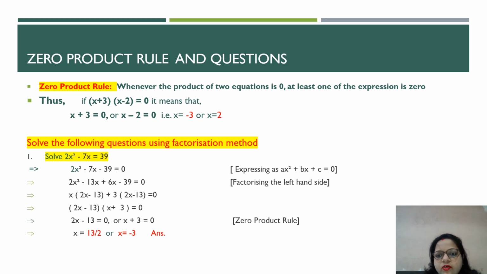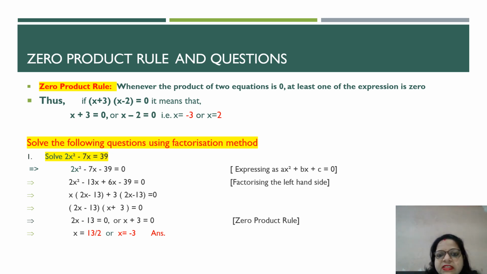Coming to the zero product rule, children, and some questions. The zero product rule: whenever the product of two expressions is 0, at least one of the expressions is 0. Thus, if x plus 3 into x minus 2 is equal to 0, it means that x plus 3 will be 0 or x minus 2 will be 0, because if one of the quantities is 0, then only we'll get the right hand side as 0. Therefore, from here we get the answer as x is equal to minus 3 or x is equal to 2. Okay.